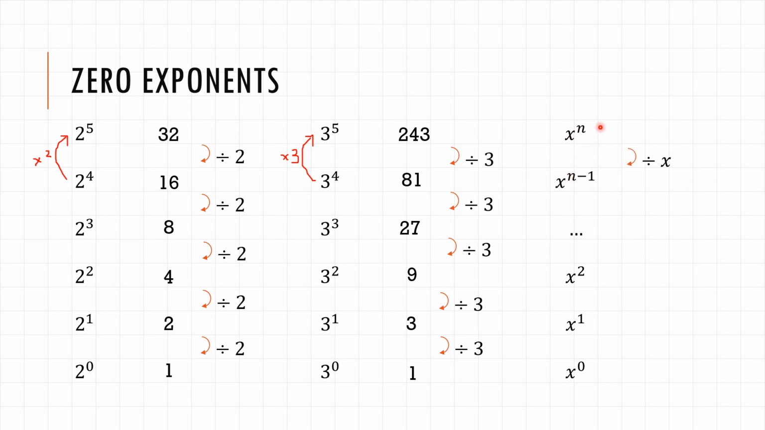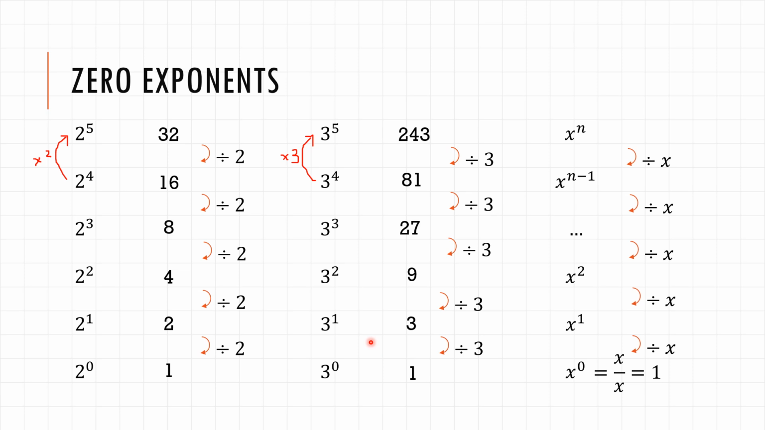And if we continue this pattern all the way down, we'll end up with x squared. And if we divide that by x, that will reduce the exponent by 1, from 2 to 1. And if I divide that by x again, it'll reduce the exponent from 1 to 0. And what is x divided by x? Any number divided by itself? That would be 1.